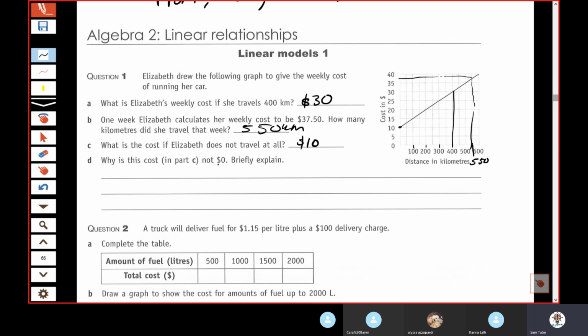Why is this cost not 0? Well, again, we already spoke about that, right? You have to pay for rego, insurances, etc. So just to have the car, it costs you every week $10 for your registration, your insurances, whatever else that you need to pay regardless of if you're driving or not.